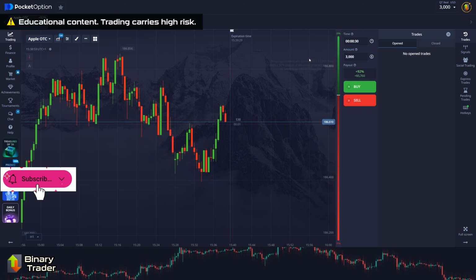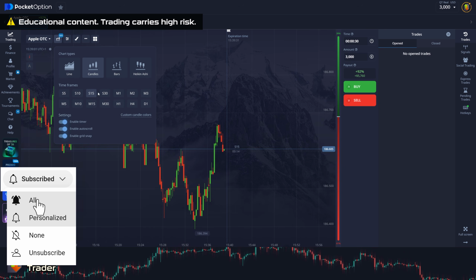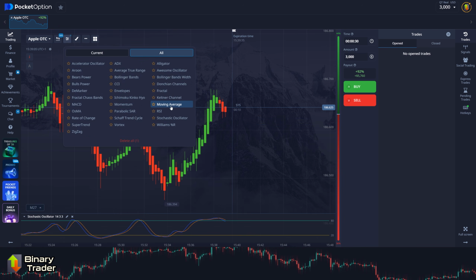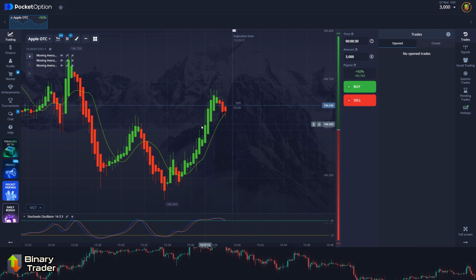Let's set up the environment. Set time frame to 15 seconds and choose Heiken Ashi as chart type. Among indicators, I choose stochastic oscillator and moving average 3 times.